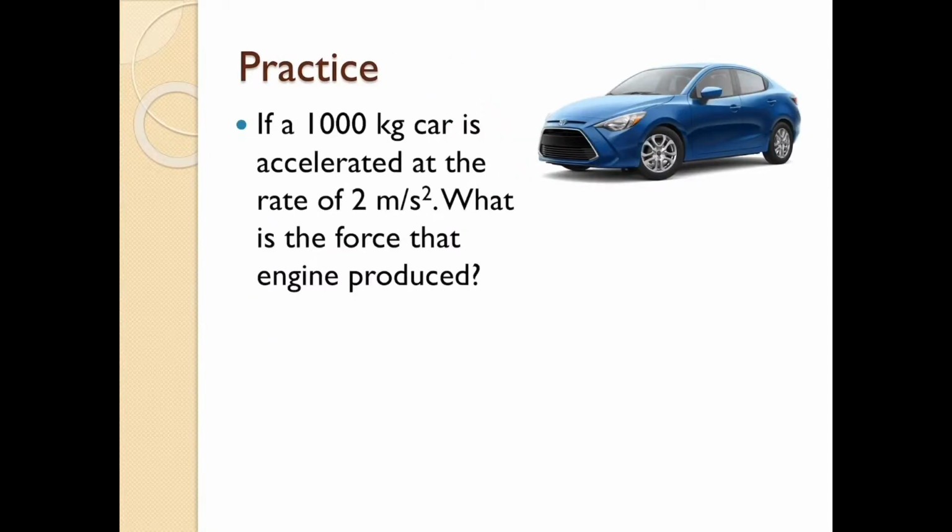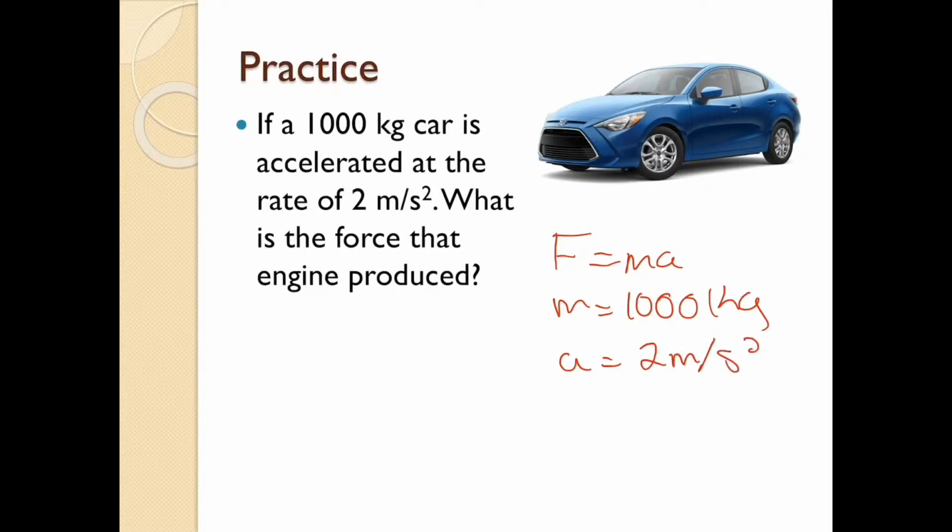So let's do some practice with the F equals ma equation. If a 1,000 kilogram car is accelerated at 2 meters per second squared, what is the force that the engine produces? Well, we're using the F equals ma equation. We know our mass is 1,000 kilograms. And we know that our acceleration is 2 meters per second squared. So we don't have to do any rearranging for this equation at all because we're looking for force in this case. So our equation is going to look like this.